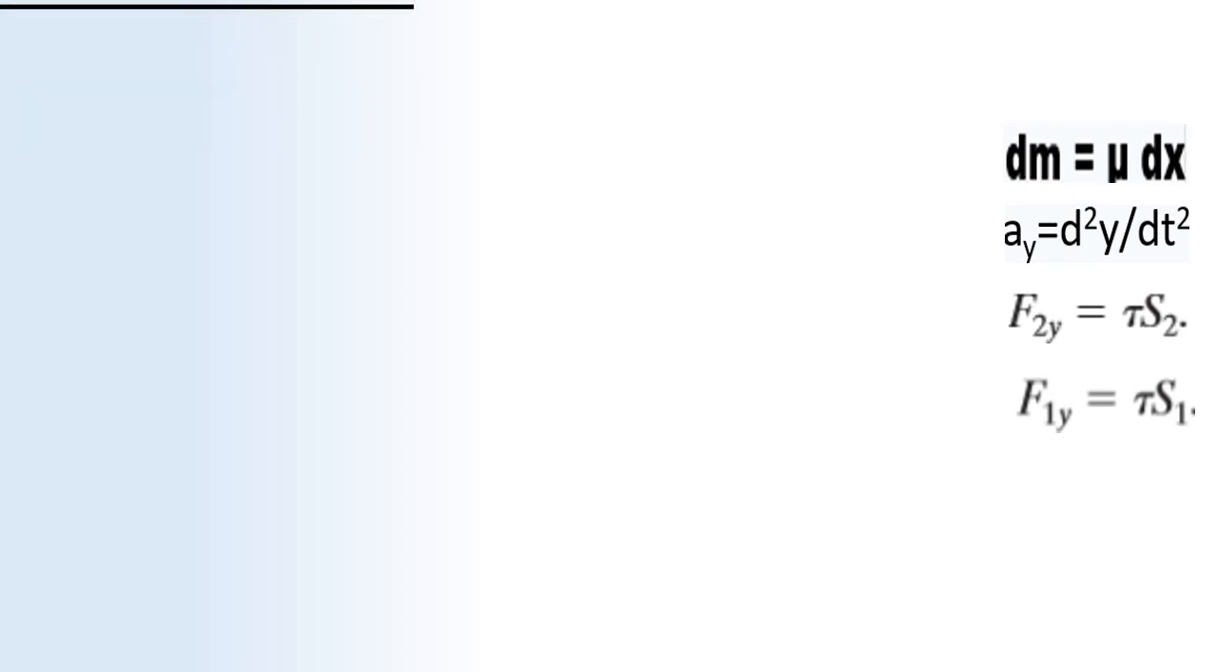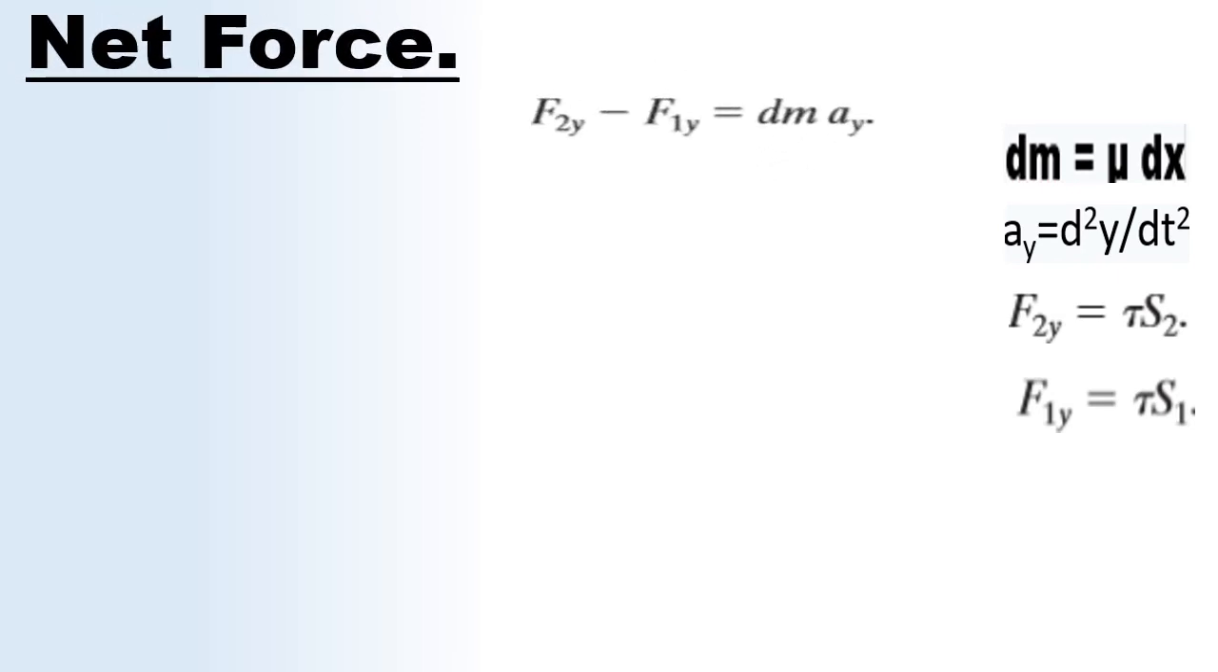And then the net force, as we discussed, is F2y minus F1y equals dm into ay. Now by inserting all of these values into this equation, we get T S2 minus T S1 equals mu dx d square y by dt square. Now dividing this equation by T and dx, we get S2 minus S1 divided by dx equals mu divided by T into d square y by dt square.